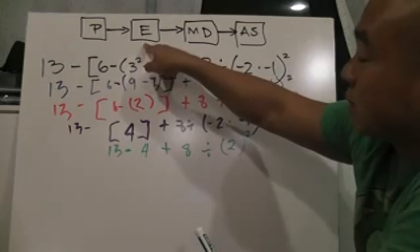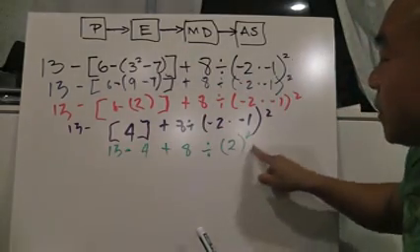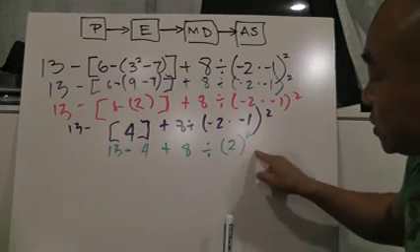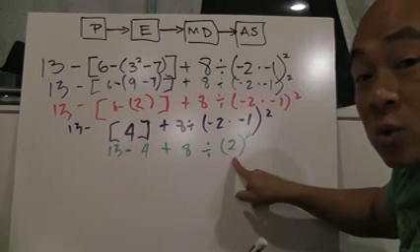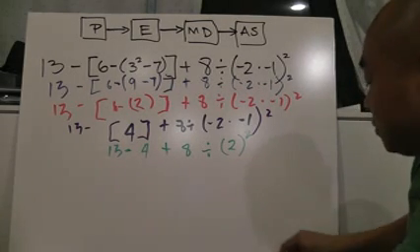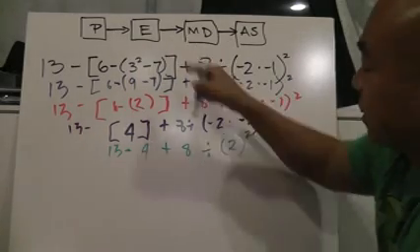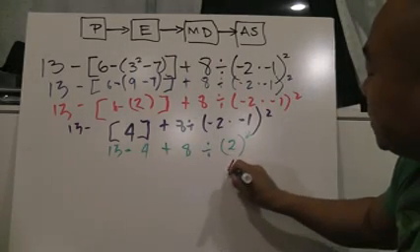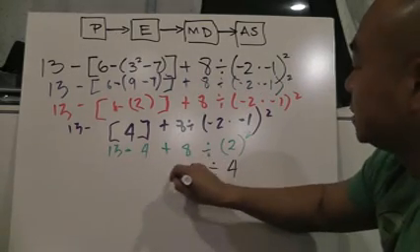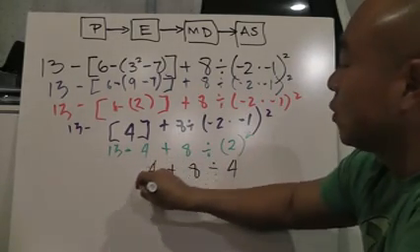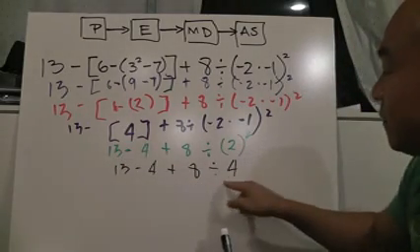Now we're going to go into our exponents. None here. We have one right here, so we're going to go ahead and do that first. So here's 2 to the second power. 2 to the second power again means 2 times 2. Exponents right here, second step. So that is equal to 4. Here's my division symbol right there. 13 minus 4 plus 8 divided by 4.